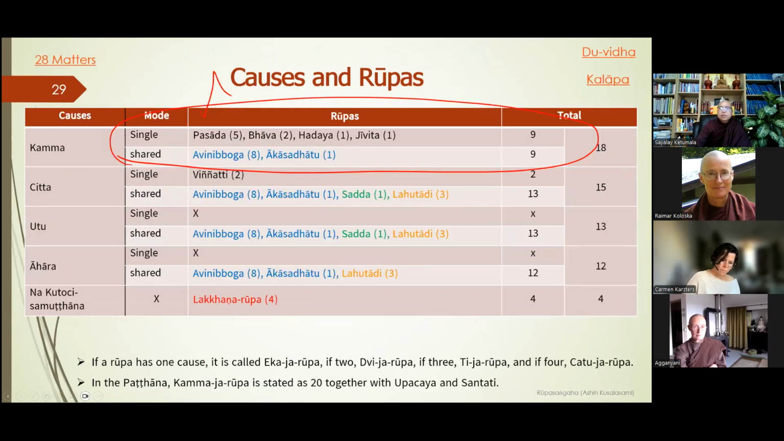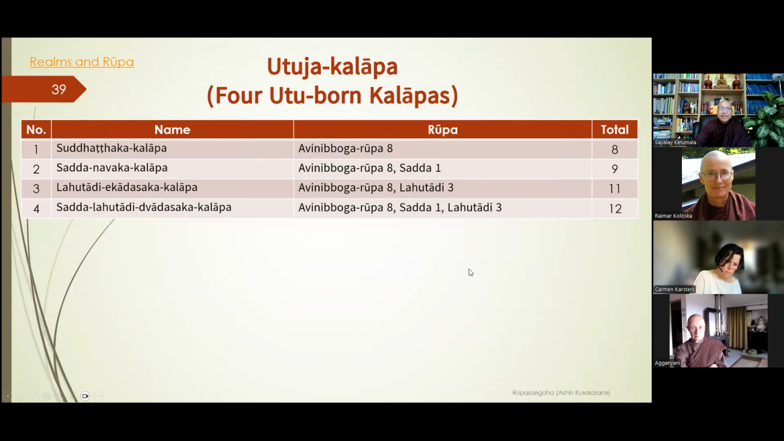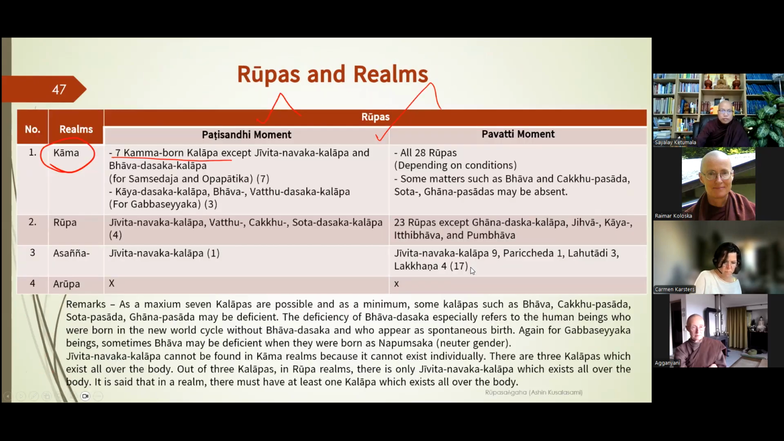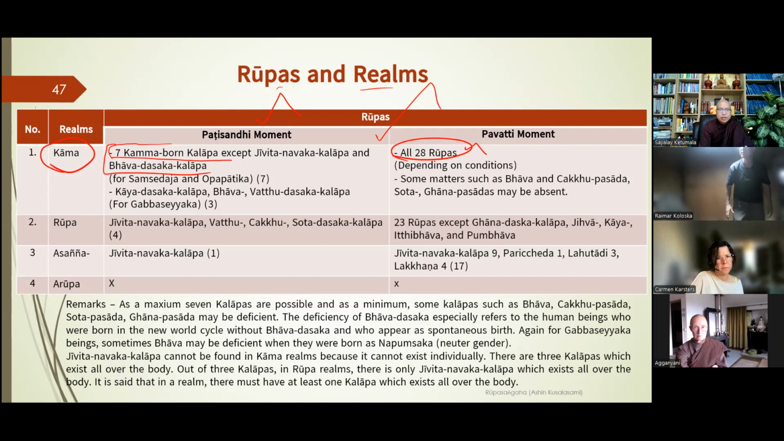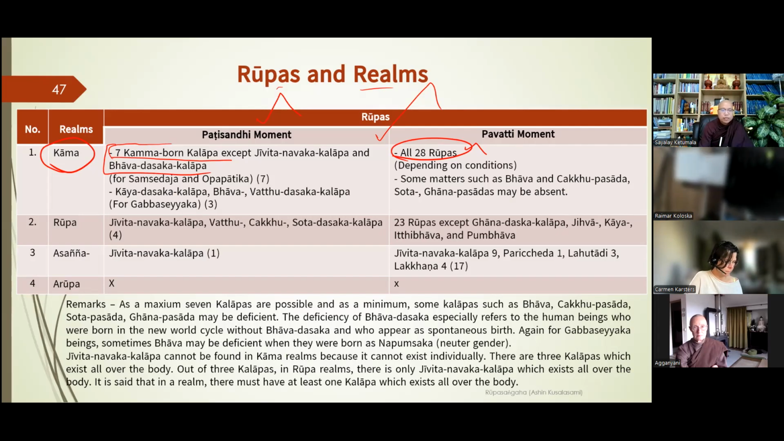Upadana causes lobha, so a lot of links. If you look in this way, then it might be easier for you. So all 28 rūpas are possible to exist in the sense realms. Sometimes beginners get confused because here it is mentioned as a kalapa, not like 28 matters. So I encourage you to remember and understand the rūpa kalapas, because later they are always mentioned with the name of the kalapa.